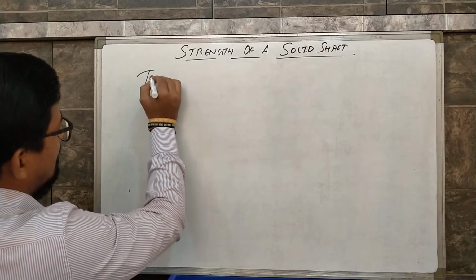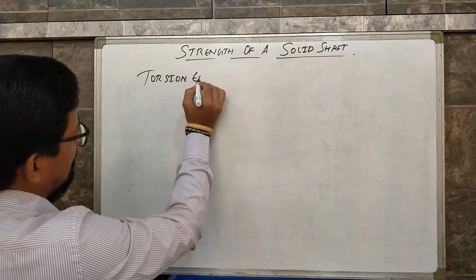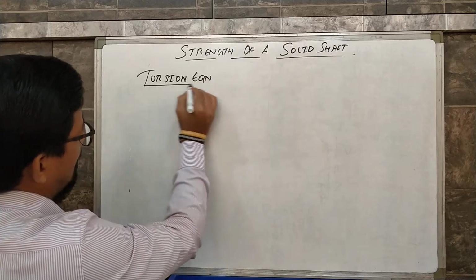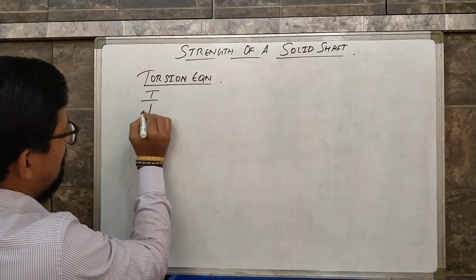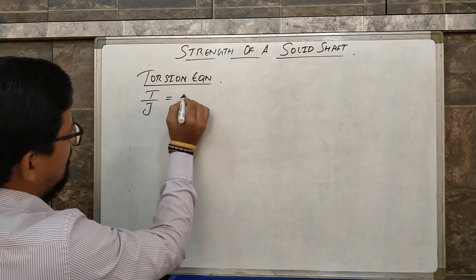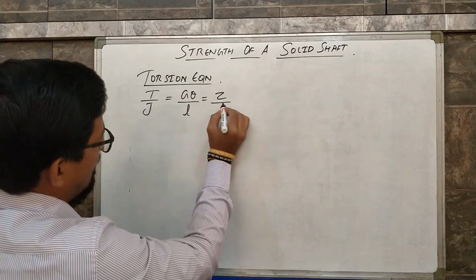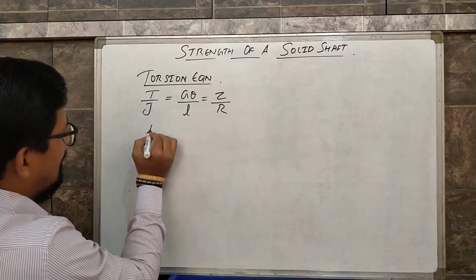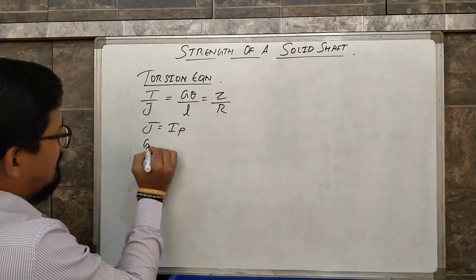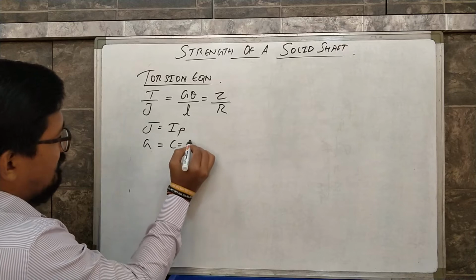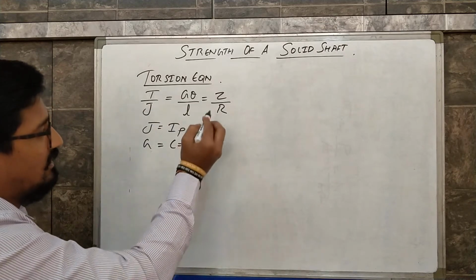We have already seen torsion equation. So I will again just refresh some of the basics. Torsion equation is given by T by J is equal to G theta by L is equal to tau by R. So this J is sometimes also called as IP, correct, and this G is also denoted by C or N. So in most of the textbooks anything can be used, any terms can be used.